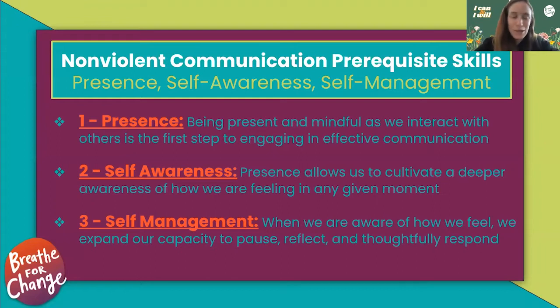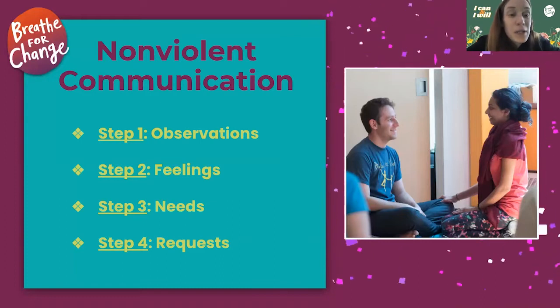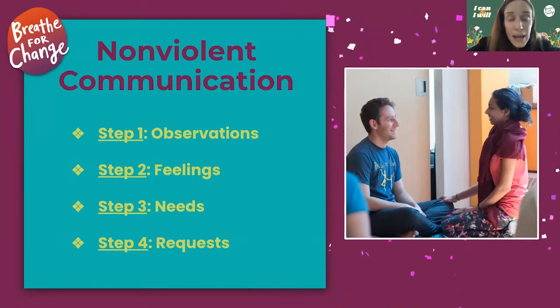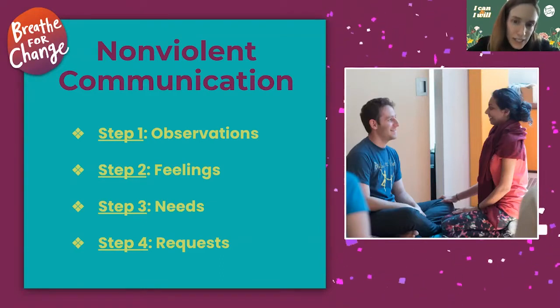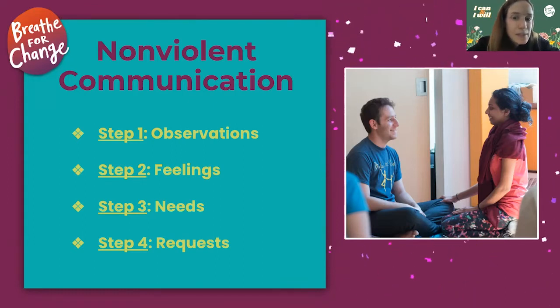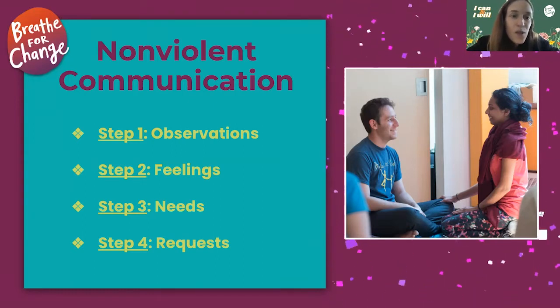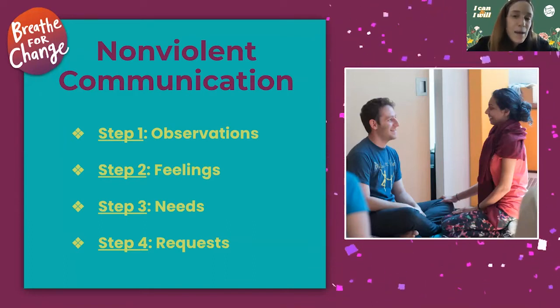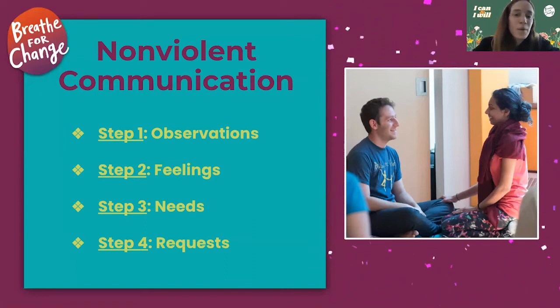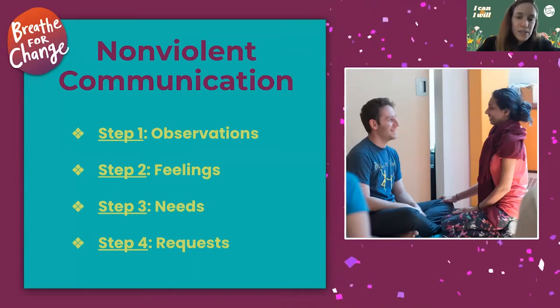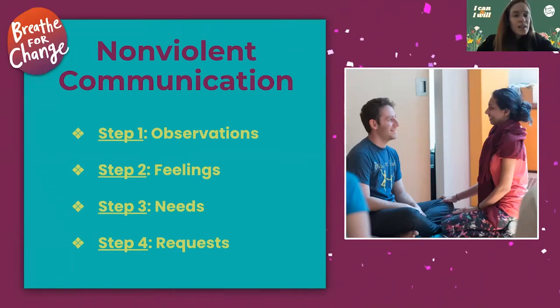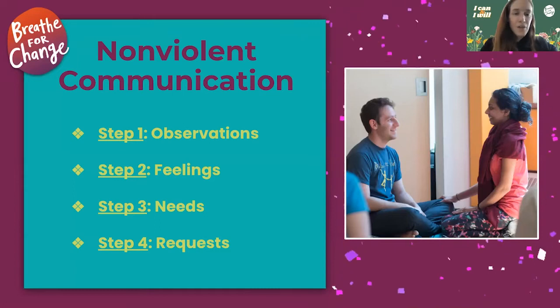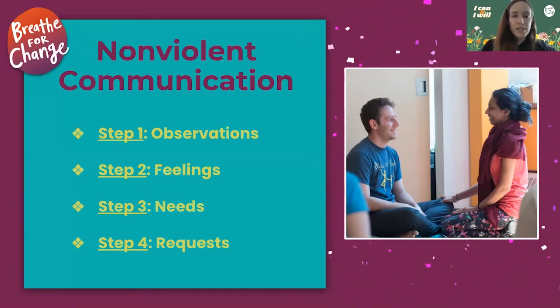So I'm super excited to walk you through these steps. So nonviolent communication is 4 steps. The first step is observations. The second step is feelings. The third step is needs. And the fourth step is requests. So I'm going to walk through these 4 steps in just a little bit more detail so that you can have a framework to understand this process.